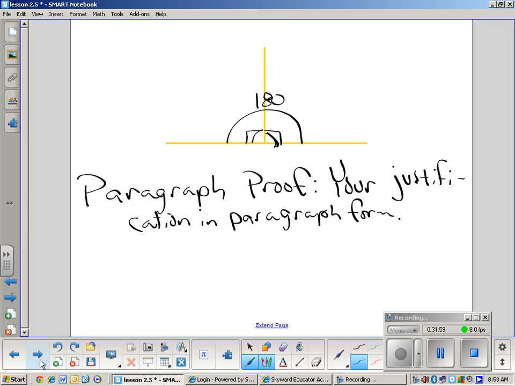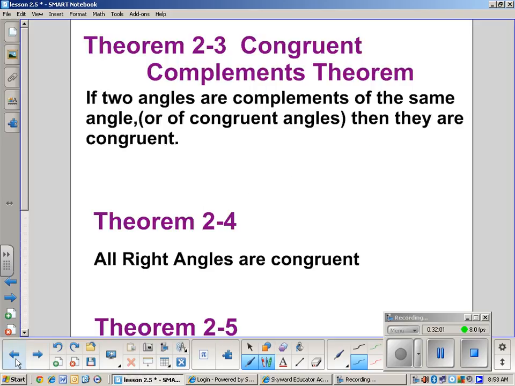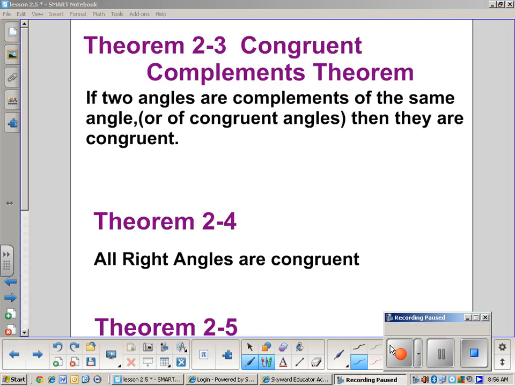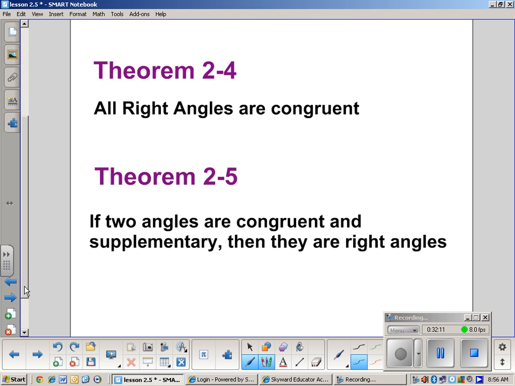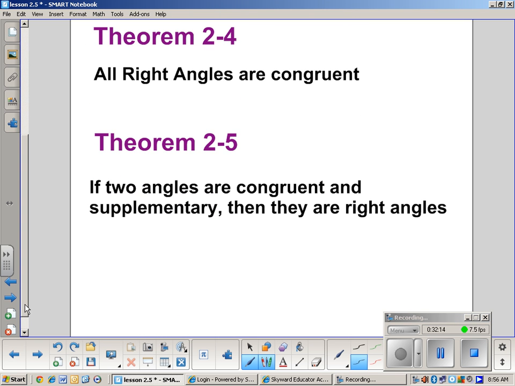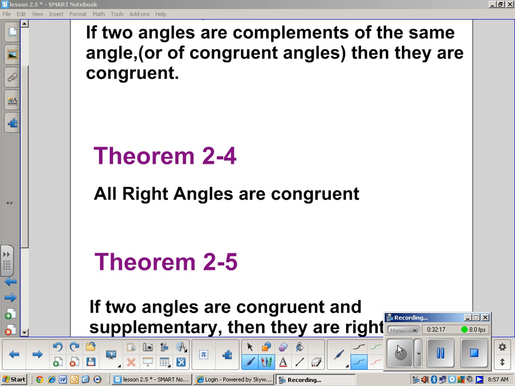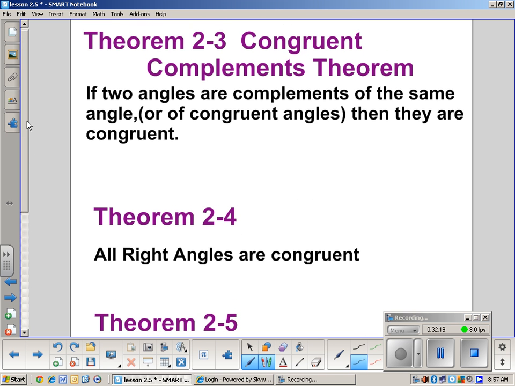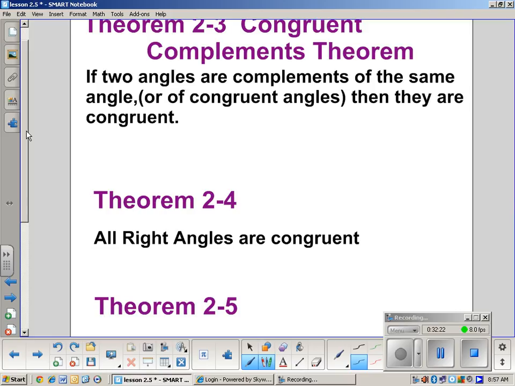This, I think, is the last page, yeah, it is, because we're not doing that last one. This is the last page. Let's copy these down. Congruent complements theorem, and a couple other theorems here. Let's slide this down so you get the rest of it. Congruent complements, just like the supplements. If I have two angles that are complements to the same angle, then they're congruent to each other.